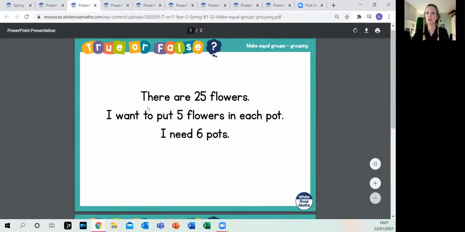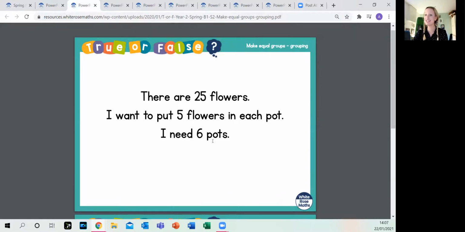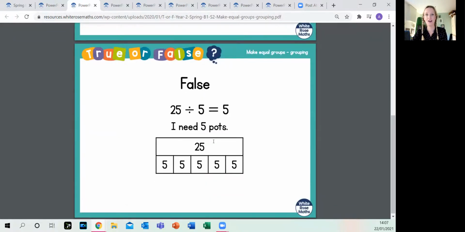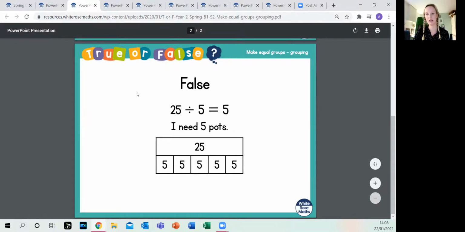Number 2. It was the flowers question. There are 25 flowers. I want to put 5 flowers in each pot. I need 26 pots. True or false? What did you think? False. You cannot put 5 flowers into 6 pots, because if you do your 5 times table, 5, 10, 15, 20, 25. By the time you get to 25, you've filled up 5 pots. If you had 6 pots out, you would have 30 flowers altogether, and we don't. We only had 25. So you needed to know your 5 times table for that one.